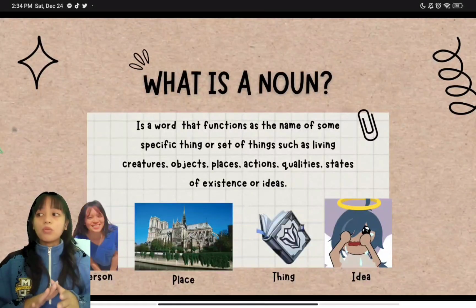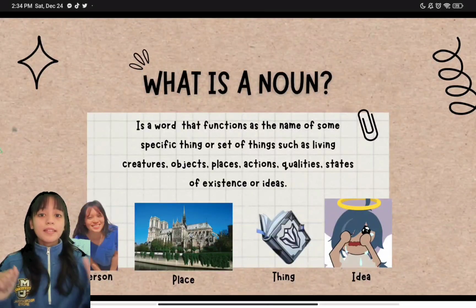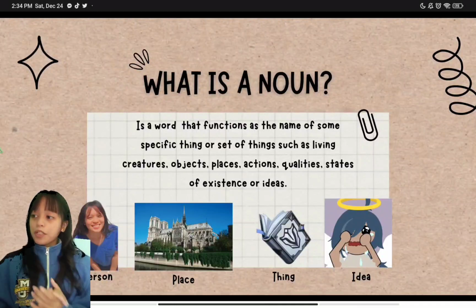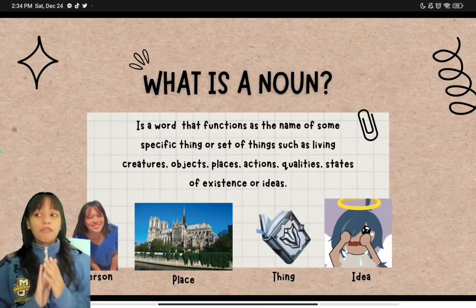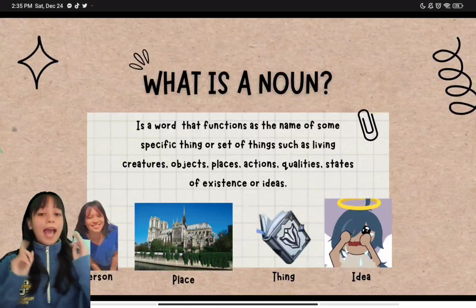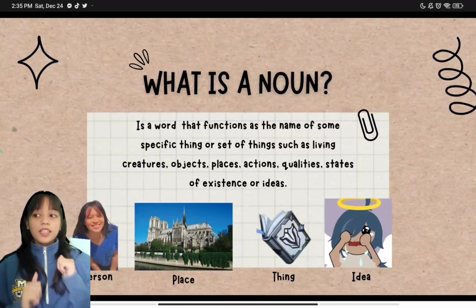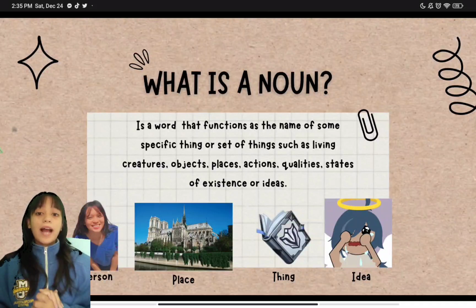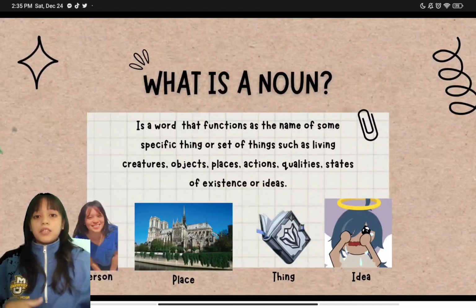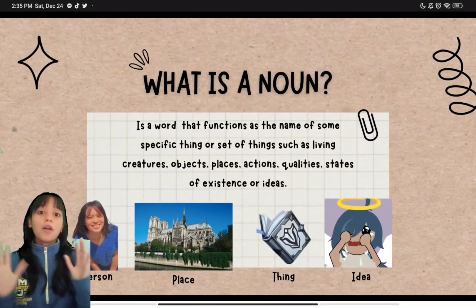What is a noun? Anyone? Yes, Miss Sumalino? Yes, it is a word that functions as the name of some specific thing or set of things, such as living creatures, objects, places, actions, qualities, states of existence, or ideas. So, a noun is basically a name. It is something that we talk about. It's a subject.